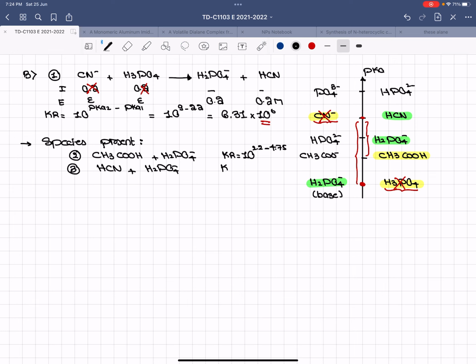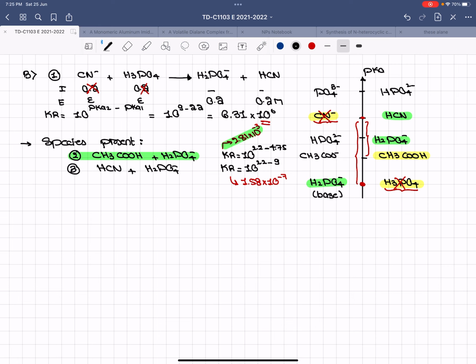The second Kr is HCN with H2PO4 minus. Again, 2.2 minus the HCN, which is 9. This will be a value of around 2.81 times 10 to the power negative 3. This will be a value of 1.58 times 10 to the negative 7. This is the reaction that you study, because negative 3 is larger than negative 7. So this is the reaction that you now study.